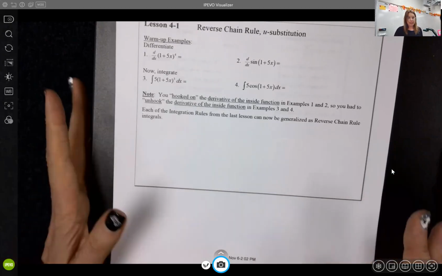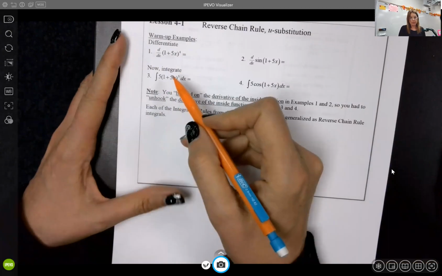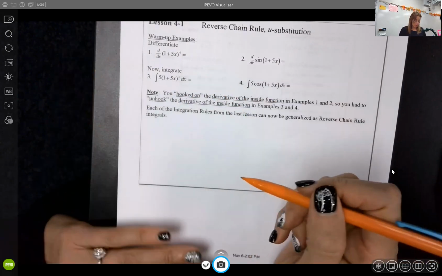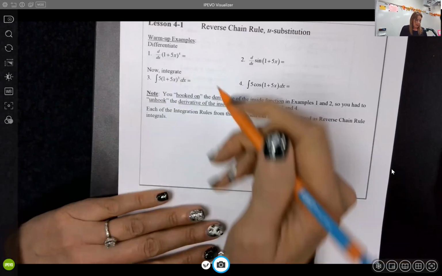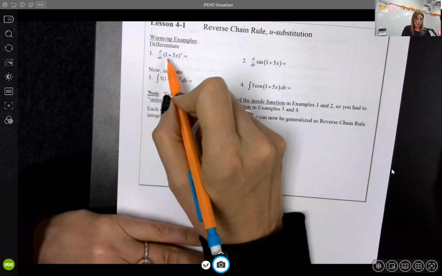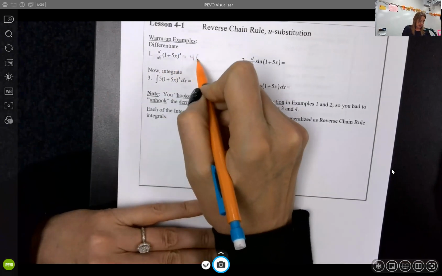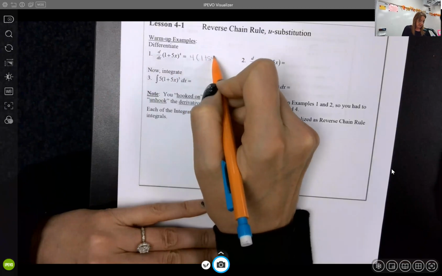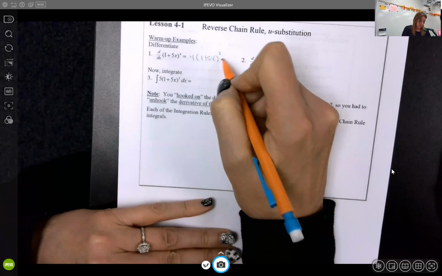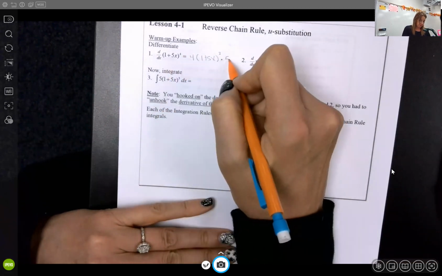So first it's going to warm you up, have you try to integrate without knowing the rules of doing it, but by observing. If I take the derivative of this, I know that this is chain rule, right? So the mom is the 4, so that's going to be 4 times 1 plus 5x to the third, so that's the mom. And then the baby is the inside, so the derivative of this is 5.